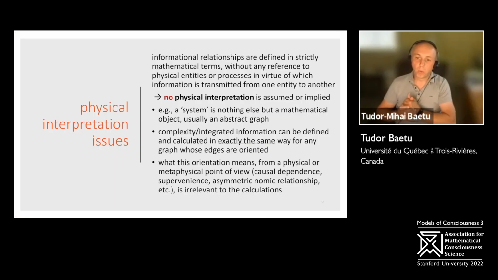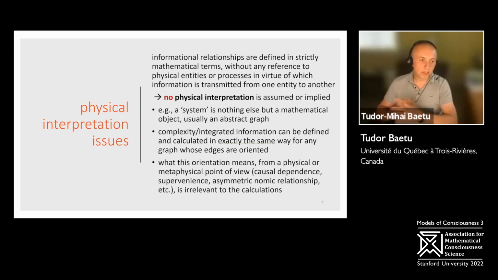Now, one thing that's been mentioned, mostly in the philosophical literature, is that informational relationships and indexes of complexity don't have a built-in physical interpretation. These relationships are defined in strictly mathematical terms, so they're mathematical constructs. They don't make any explicit reference to physical entities or processes in virtue of which information is transmitted from one entity to another, or one part of a system to another. So overall, there's no physical interpretation that is assumed or implied. One could work with purely mathematical constructs and it makes no difference whatsoever to the calculations.